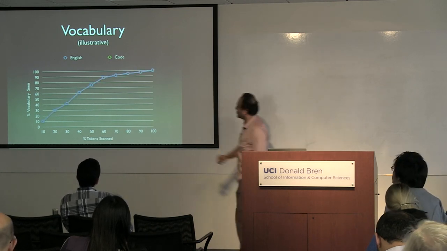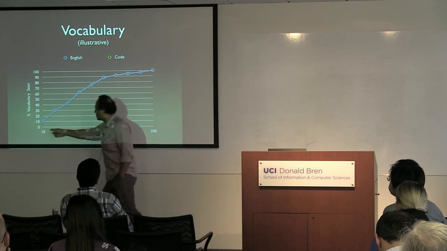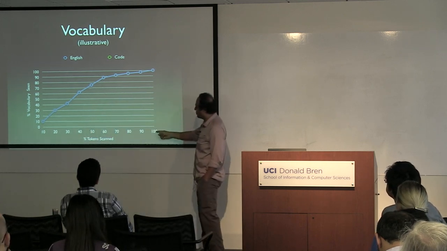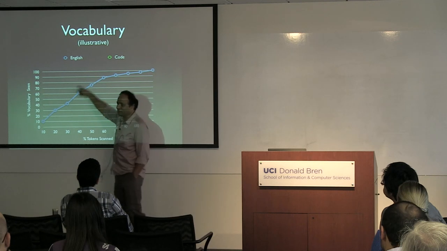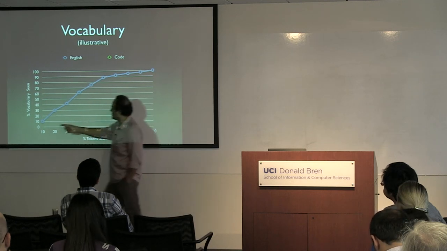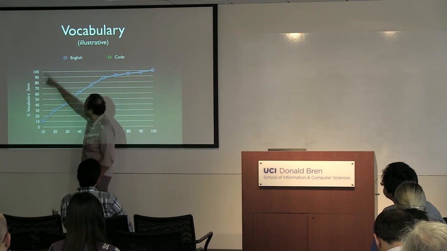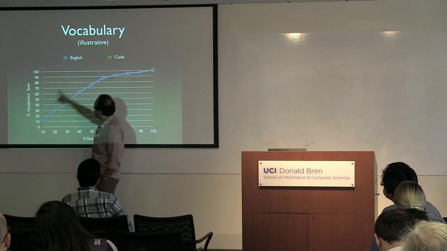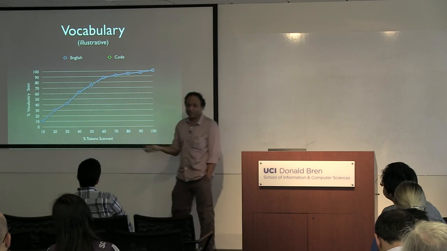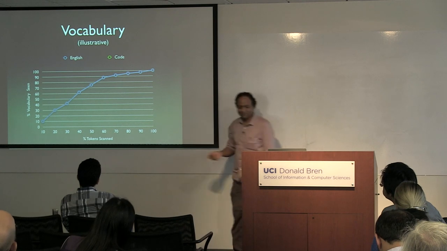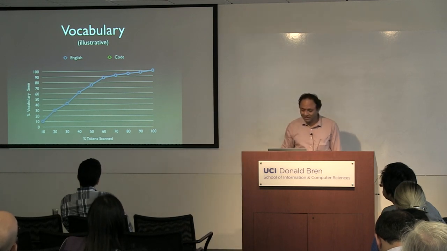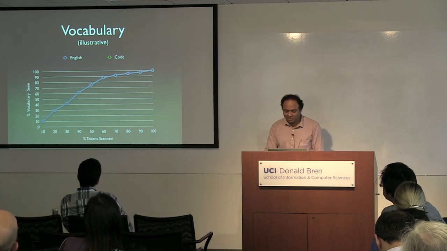With English vocabulary, as you scan through more and more of a corpus, you actually saturate. After a while, you stop seeing new words. This is the percentage of new words you've seen, and after a while, you saturate, because language is so repetitive. So the new vocabulary in English is limited.